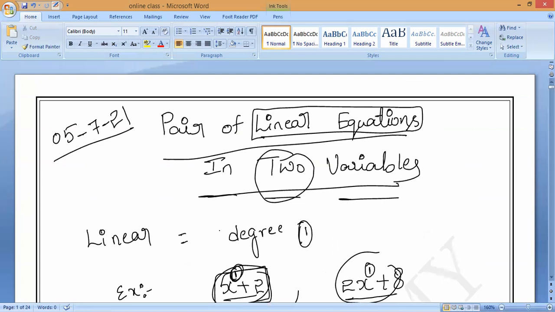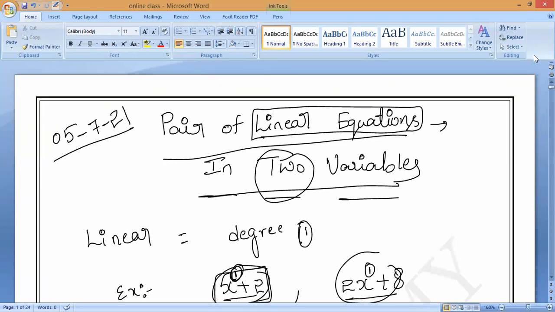If you keep just any kind of expression, linear equation means what? The degree equals how much? Degree one. Linear equations mean degree one. The polynomial which I have studied in the last chapter, its degree must be equal to 1.